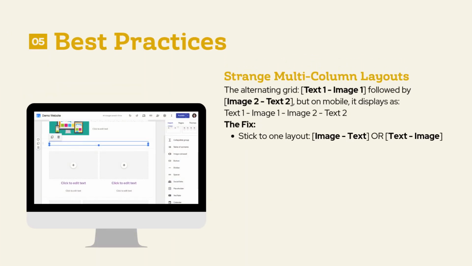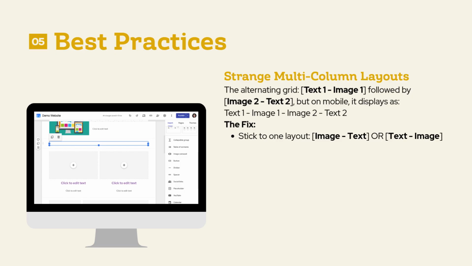Another common issue is the strange multi-column layouts. On desktop, an alternating grid looks beautiful and dynamic. You might design a section that has text 1 next to image 1, followed by the reverse layout underneath it, image 2 next to text 2.